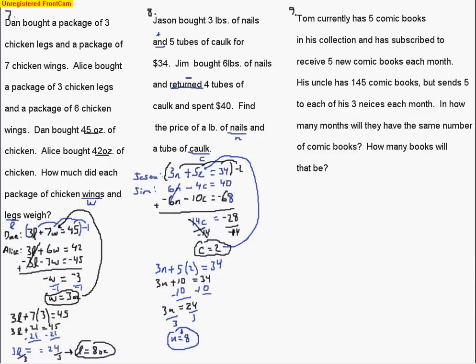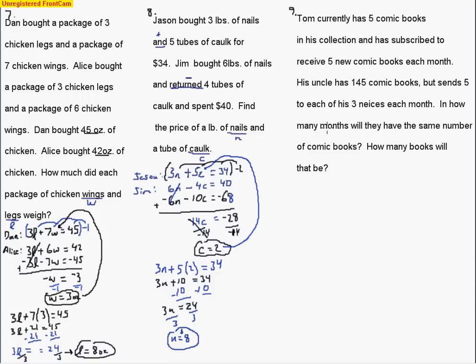Well, let's take a look at the last problem. And in this one it says Tom currently has 5 comic books in his collection, subscribed to receive 5 new books each month. His uncle has 145 in his collection, but sends 5 to each of his 3 nieces each month. In how many months?